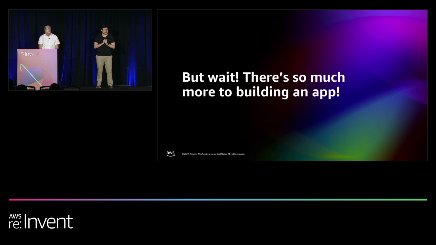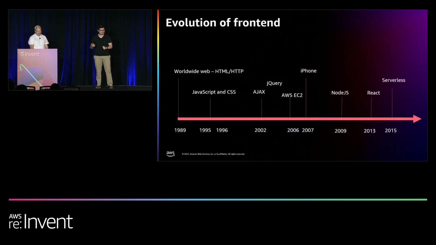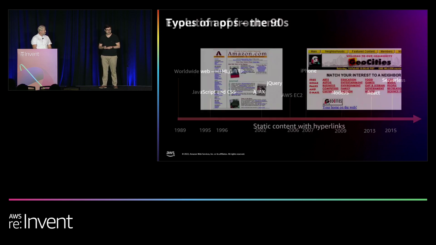So let's first take a trip down memory lane and look at the evolution of the front end. A long time ago in 1989, the World Wide Web and HTML came along. And luckily, there were a few innovations since then, because we are all very happy for them. With AWS EC2, we can now host web servers much more easily. iPhone ushered in the mobile app revolution. Node.js is also super cool. Now you can just write JavaScript in both the client and in the server. And also React, these frameworks have brought componentization to web development.